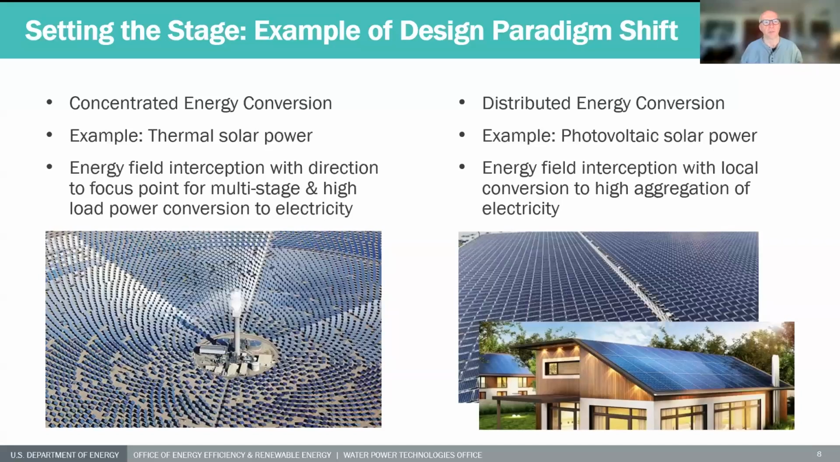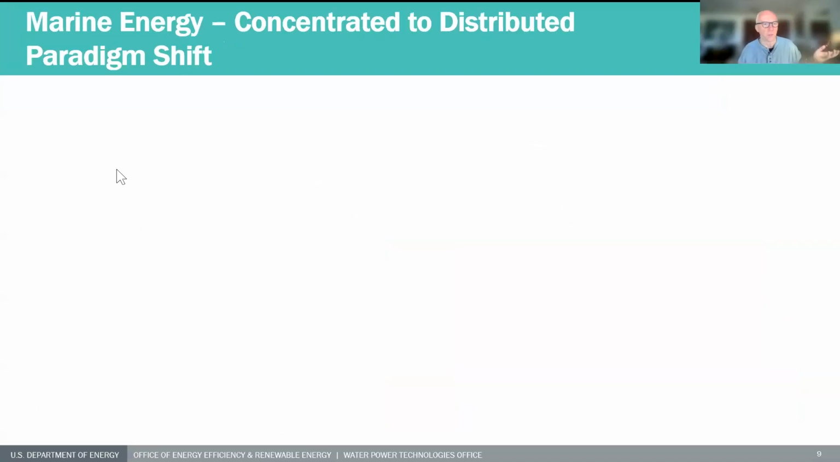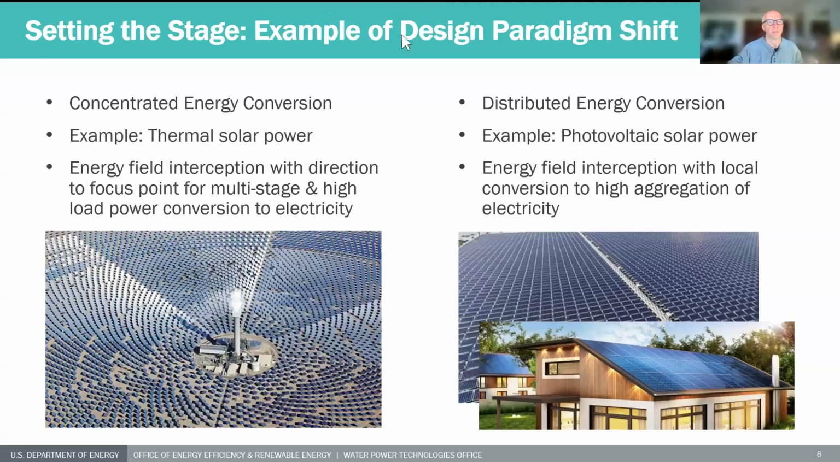On the left-hand side, you see the version of solar power which has concentrated energy conversion, so thermal solar power. What we have is that the aggregation of the power is done in the original energy field on the solar side with the mirrors, concentrating this energy into a power conversion chain and then dealing with this very concentrated power conversion into thermodynamics, going into a turbo machine, into a generator. So conventional. And so this is concentrated energy conversion.